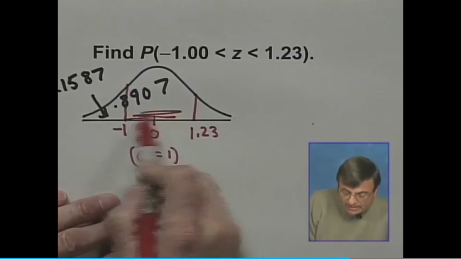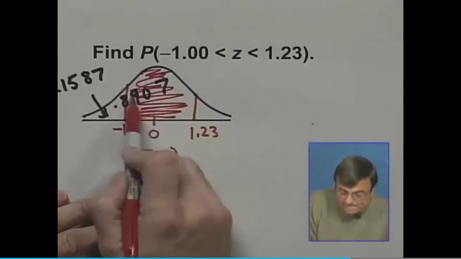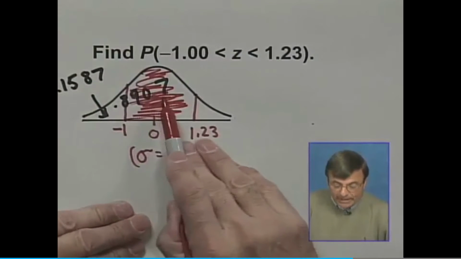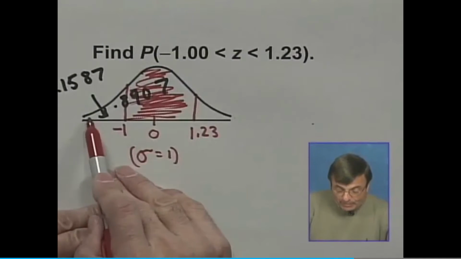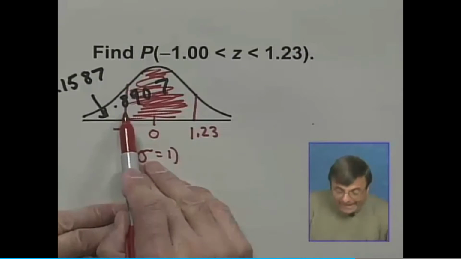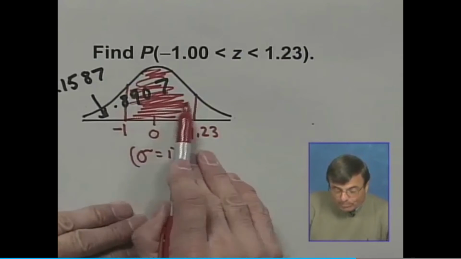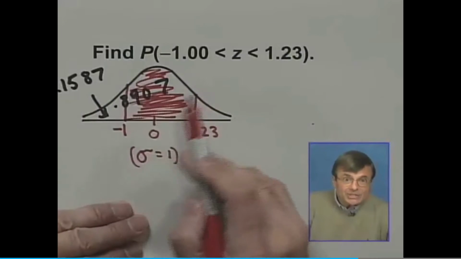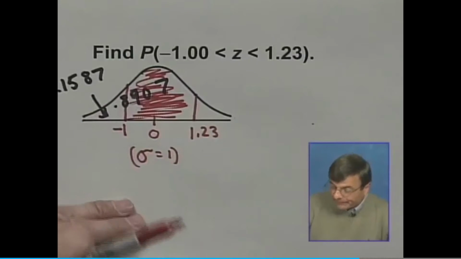This red area in here that we want, we know from here to the left is 0.8907. This much is 0.1587. Therefore, the red portion must simply be the difference between those two. That's the key point, to recognize that that's the difference between those two.